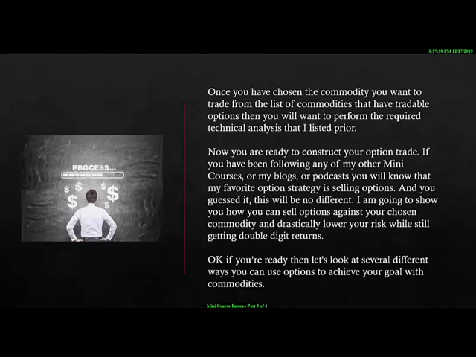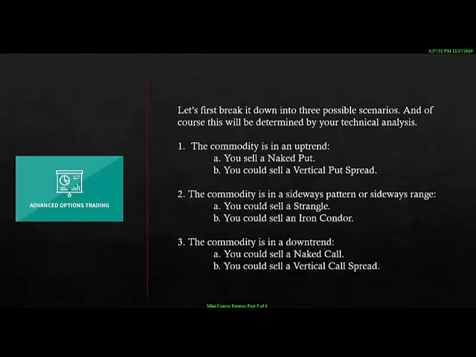Okay, if you're ready, then let's look at several different ways you can use options to achieve your goal with commodities. First, let's break it down into 3 possible scenarios. And of course, this will be determined by your technical analysis. Number 1, the commodity is trading in an uptrend. And if that's the case, you could either sell a naked put or you could sell a vertical put spread. Or if the commodity is trading in a sideways range, you could sell a strangle or you could sell an iron condor. And number 3, if the commodity is trading in a downtrend, you could sell a naked call or you could sell a vertical call spread.